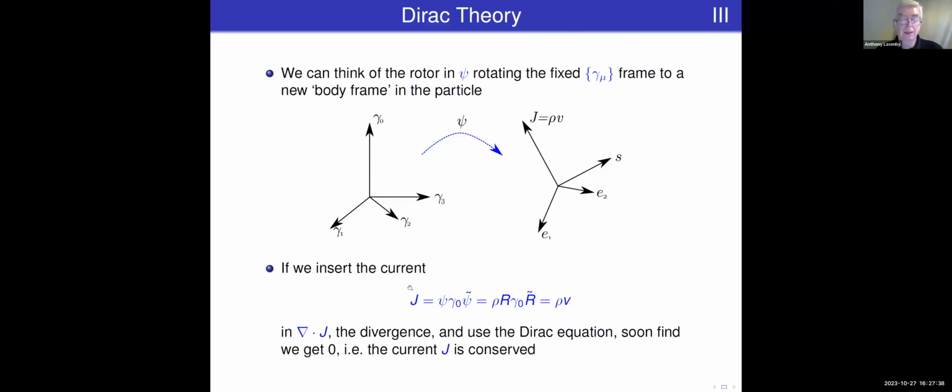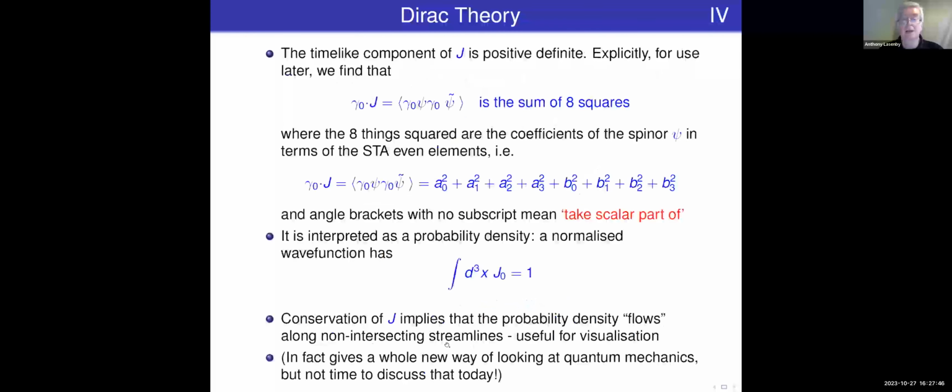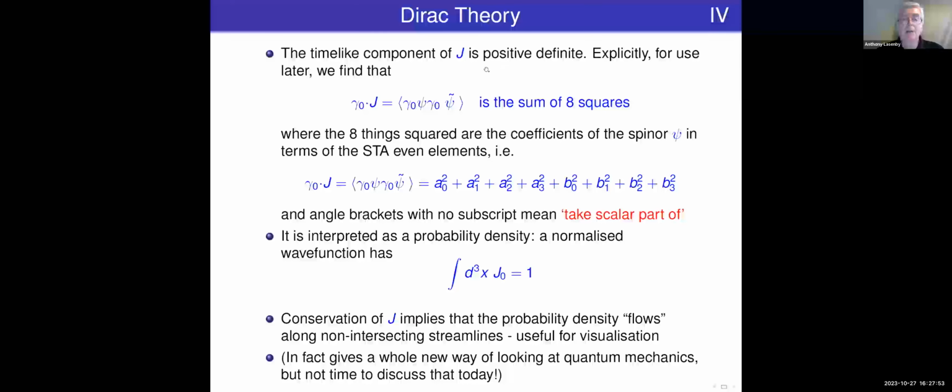Now, if you insert this current into div of J, the divergence, and use the Dirac equation, you soon find you get 0, where the current J is conserved. And that happens whether there's an A there or not. And also, the time-like component of J is positive definite. And explicitly, if used later, let's work that out.